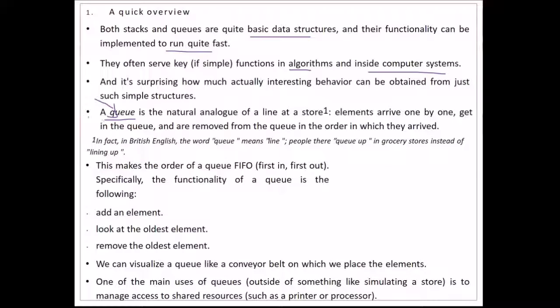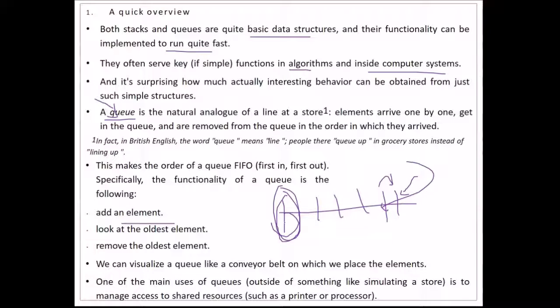Okay, first in first out: queue. The way we stand in a queue, the first person who has come will take the first position, and the last person who has come will take the position just behind. We can presume three functionalities over it: adding an element at the last, removing the element from the first, and looking at the oldest element. Again, looking at the oldest element means looking at this element.